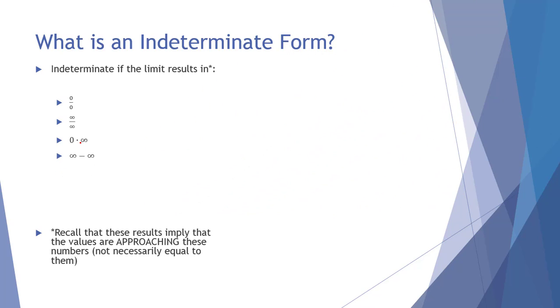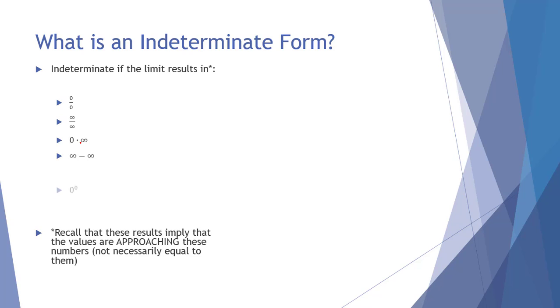Infinity minus infinity is an indeterminate form, because again, what we often want to say is that infinity minus infinity must be 0. It can't be 0 unless those infinities are in fact equal to each other. And again, you don't have any evidence that they're equal to each other.